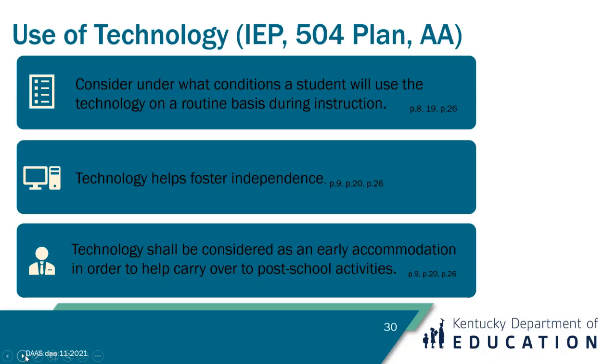Some things to consider for use of technology. Program planners should always evaluate under what conditions a student will use technology and clearly describe that in the student's plan. For example, if a student uses a text reader instead of a human reader, that should be clearly indicated on the student's plan. When assistive technology is not appropriate, accommodations used will be based on student need and ability level as designated in the IEP or 504 plan.